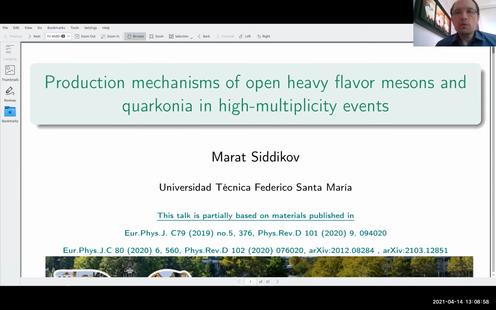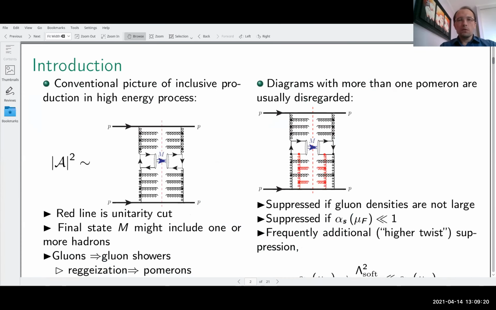In my talk, I'm going to discuss production of heavy charm and bottom mesons in high multiplicity events. My talk is theoretical. Effectively, my talk summarizes results of several of our recent publications and arXiv preprints, and you may find technical details, which I'm going to omit obviously, in these papers and publications. I would like to start with a short introduction.